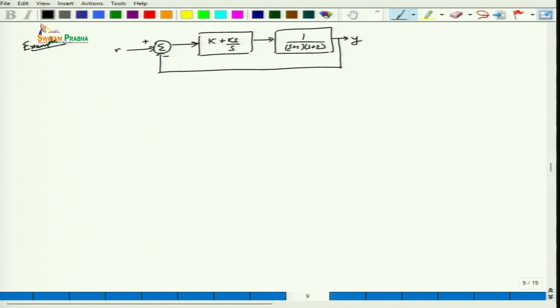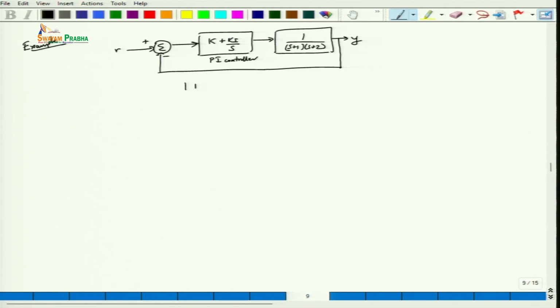So, we have a negative feedback, a plant 1 by (s plus 1) into (s plus 2), and we have what you'll see in later classes, what we call a PI controller. So, this represents a proportional term, and since the second coefficient is divided by s, it represents an integral controller. So, proportional integral controller.